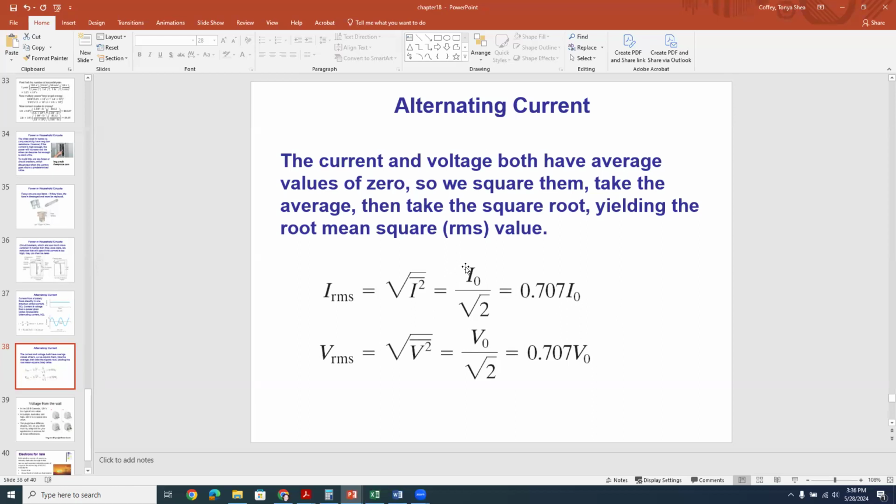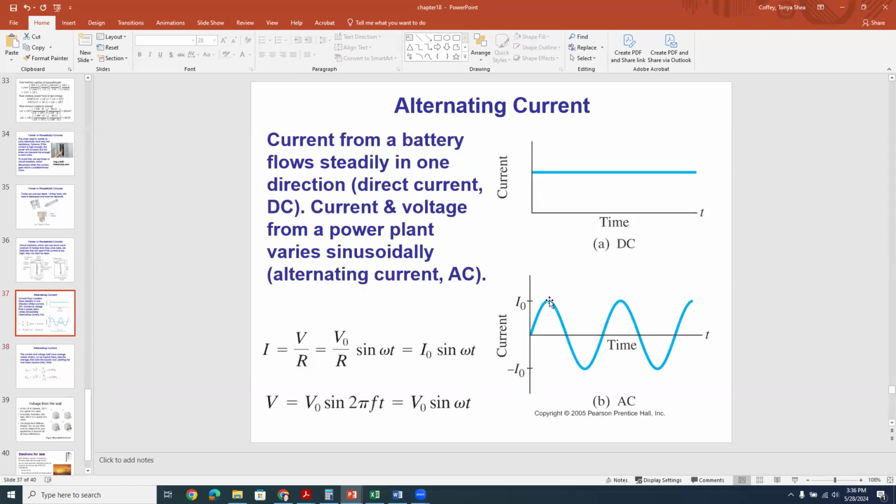So if you square something and then take the square root of it, what you're doing is you're getting about 71%, or 0.707 times the peak magnitude of the current. So if you look at what your maximum current value is at the top of this little sinusoidal value, your root mean square current would be about 71% of that value, if that makes sense. And the same idea for the voltage, okay?